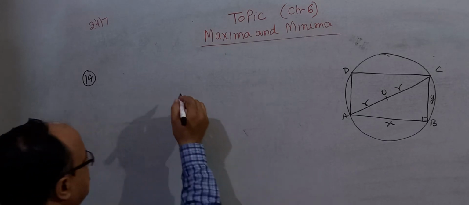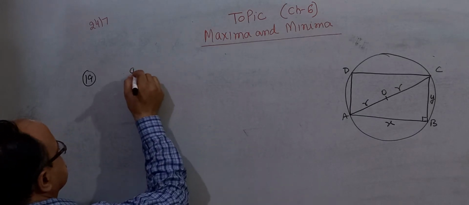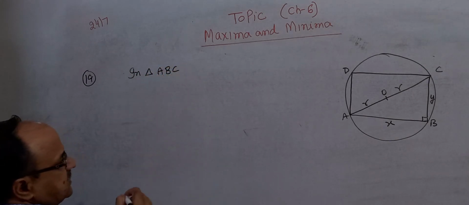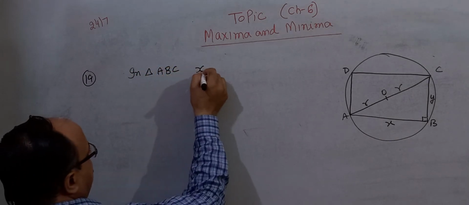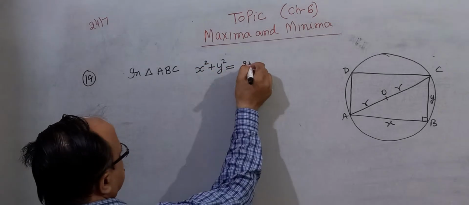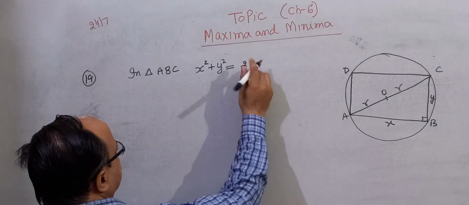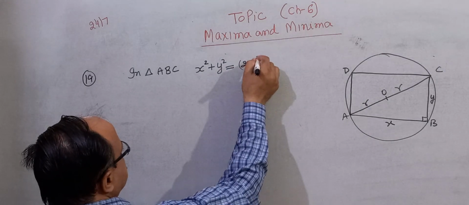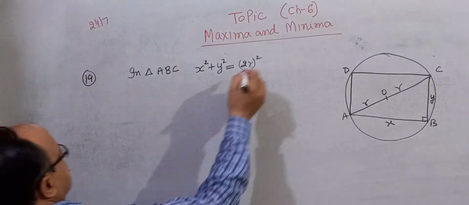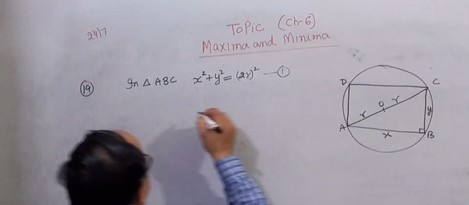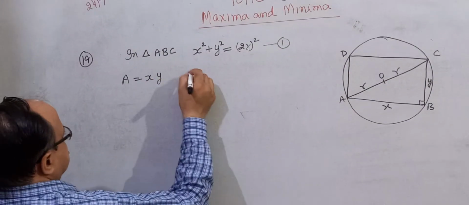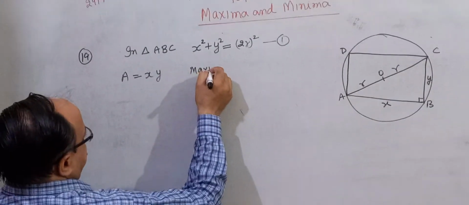In triangle ABC, x square plus y square is equal to 2r whole square, R plus R, 2r complete. This is the first equation, and the area of the rectangle is length into breadth. Maximize.